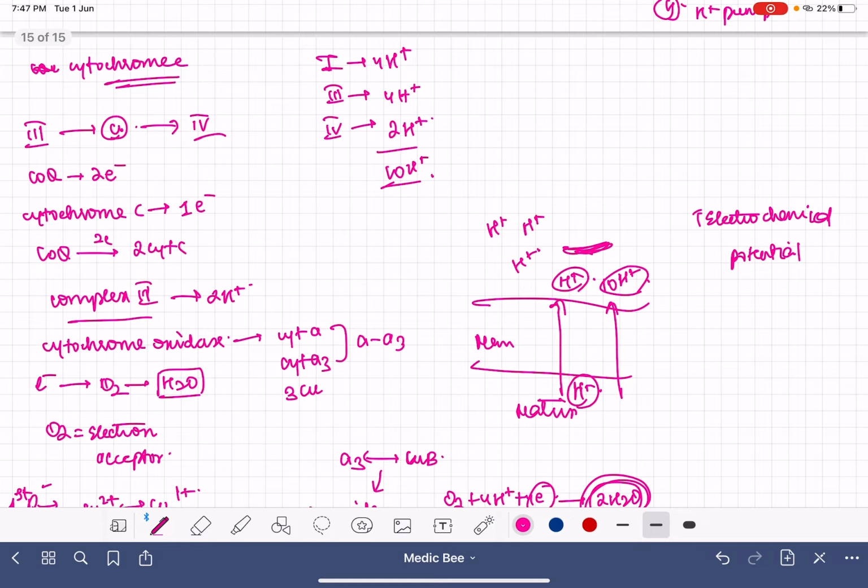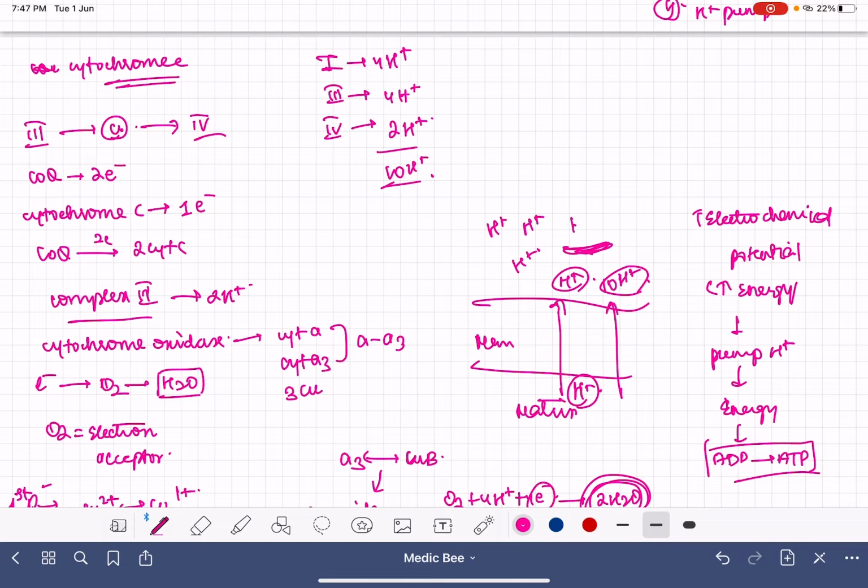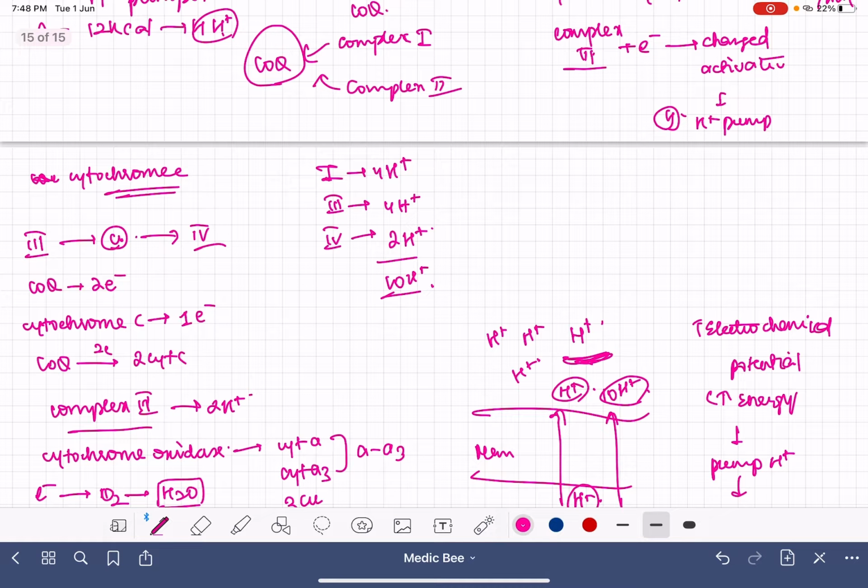This electrochemical potential is a high energy point. If you remember from high school, it is actually energy, and this energy is used to drive the hydrogen back by releasing energy, which is used up in converting ADP to ATP. So this accumulation of hydrogen is relieved by pumping the protons back into the matrix. But this is not through the direct membrane. There is a special complex called complex V, or the ATP synthase.